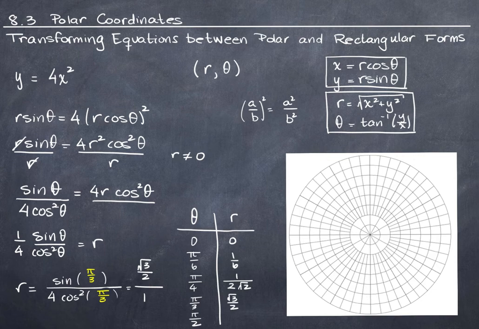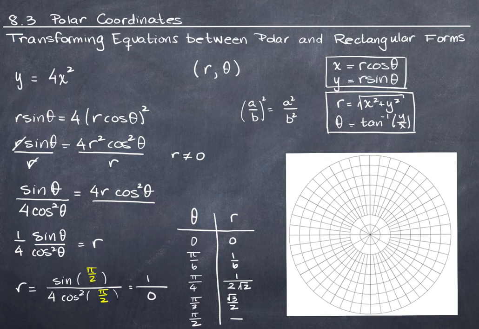And lastly, pi over 2. Now, pi over 2, the sine is 1. Sorry, this is going to give me a numerator of 1. The cosine of pi over 2 is 0. When I square 0, I get 0. When I multiply it by 4, I get 0. So I have 1 over 0. So at pi over 2, we do not have an output value.